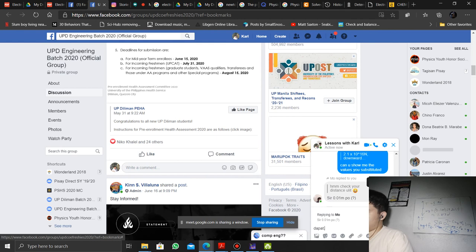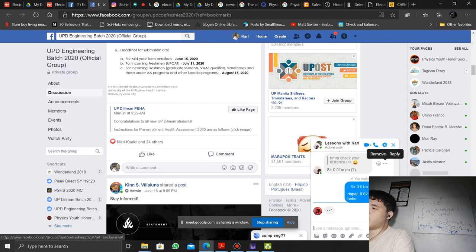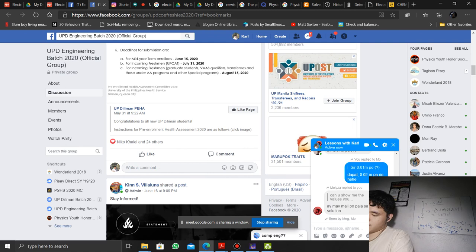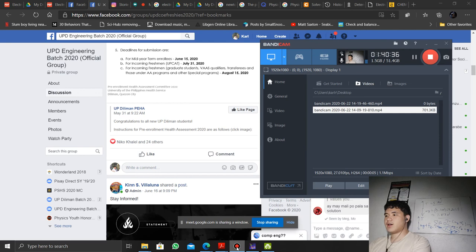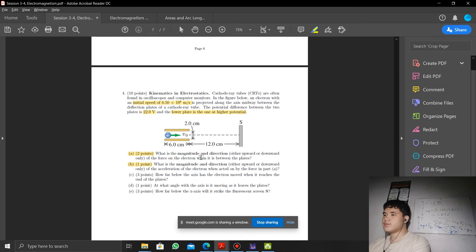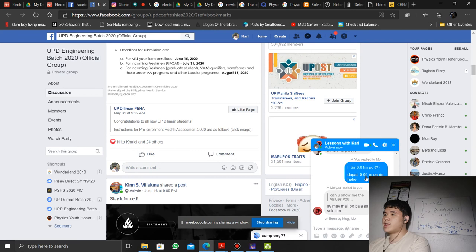Okay, sige. For letter A, di ba? For letter A, wala tayo force. Sige, kasi 15 minutes na lang tayo eh. For letter A, ganito. F equals QE, di ba? F equals QE tayo, di ba?